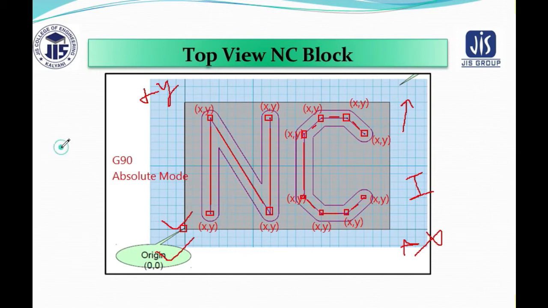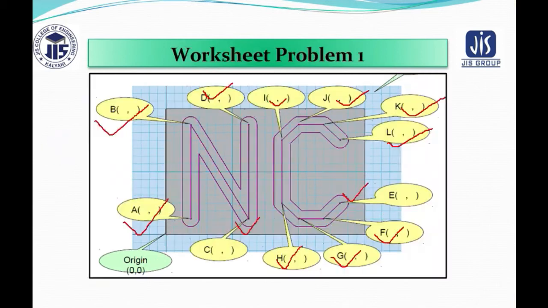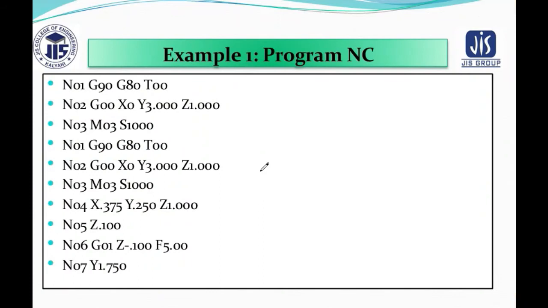Now let's move to the next point: how you are going to write the program. So what I was telling, N01, N02, N03, basically they are the block number, or you can term it as line number. G90, as I have already told, is absolute dimension programming. G80 is always termed as fixed cycle cancel. T00 means your tool number is selected.